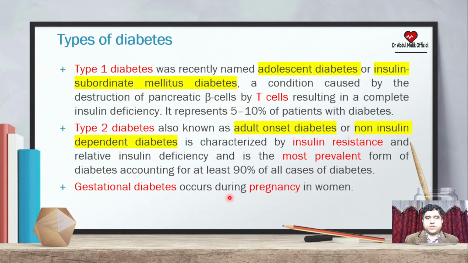So, types of diabetes. First is type 1 diabetes, also called adolescent diabetes or insulin-dependent diabetes mellitus, a condition caused by destruction of pancreatic beta cells by autoimmunity, or autoimmune T cells, resulting in complete insulin deficiency. It represents 5 to 10% of patients with diabetes. Type 2 diabetes, also known as adult onset diabetes or non-insulin dependent diabetes, is characterized by insulin resistance and relative insulin deficiency, and is the most prevalent form of diabetes, accounting for more than 90% of all cases. Gestational diabetes occurs during pregnancy in women, in about 5 to 7% or 5 to 10% of pregnancies.